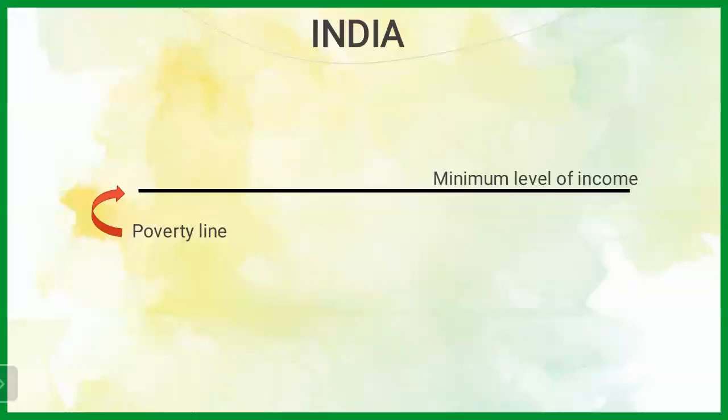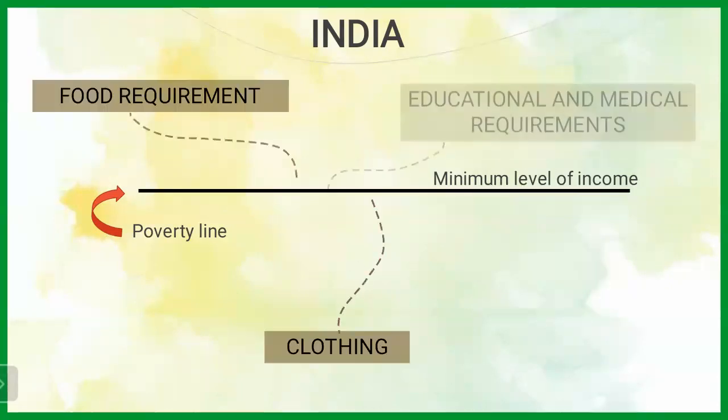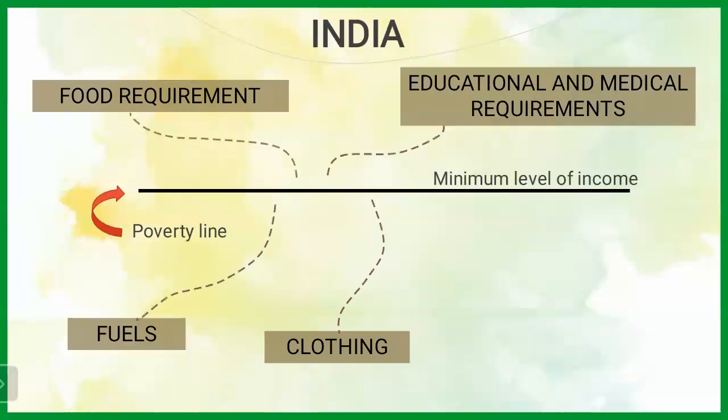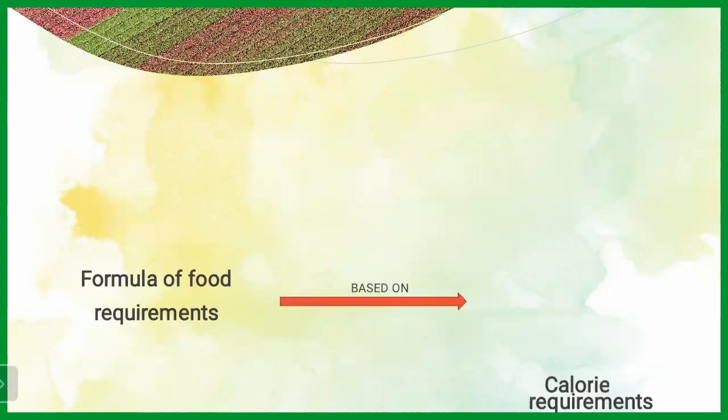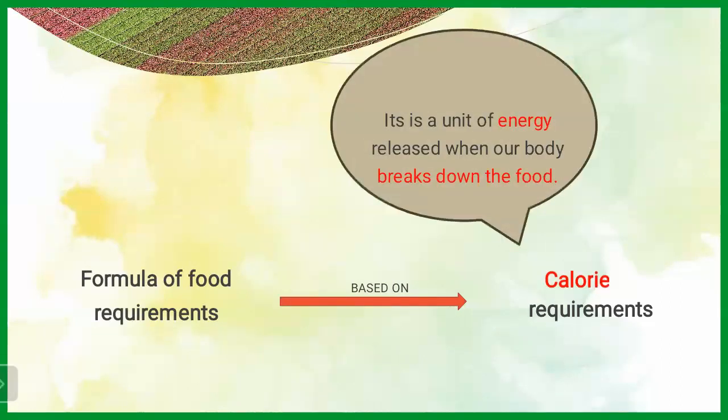Then, to determine this minimum level of income, we need to calculate the requirement of food, clothing, educational and medical requirements, fuel, footwear, and various other basic needs that we require for having a decent or standard life. Now, the food requirement is based on the calorie requirement. Can you tell me what is calorie? Unit of energy. Yes, very good, Shalini. That's correct. It is a unit of energy released when our body breaks down the food.